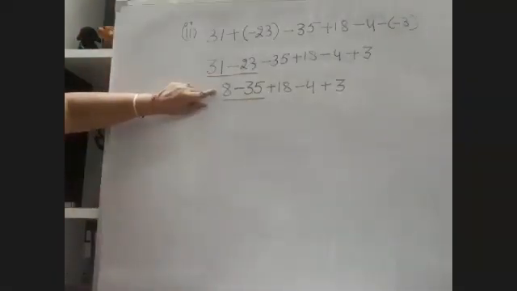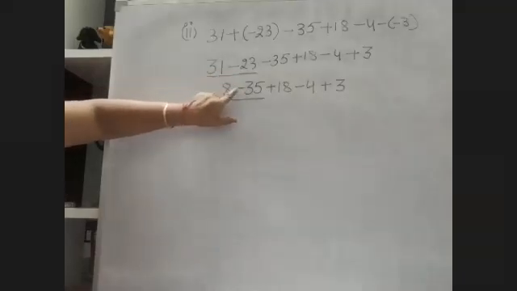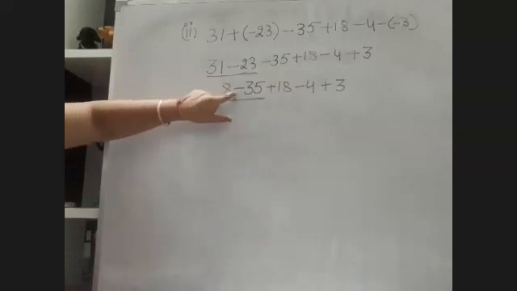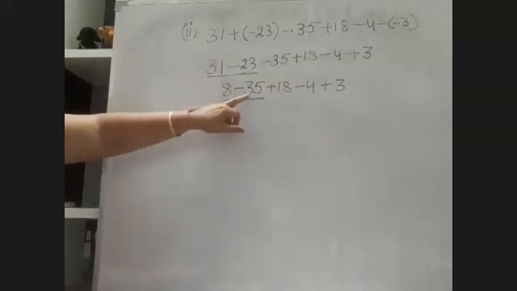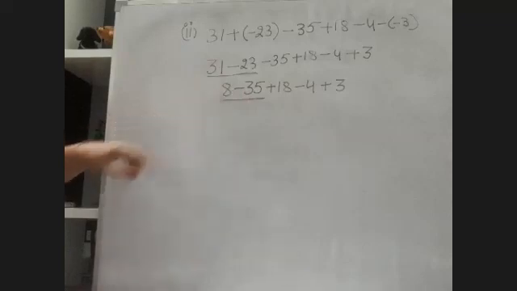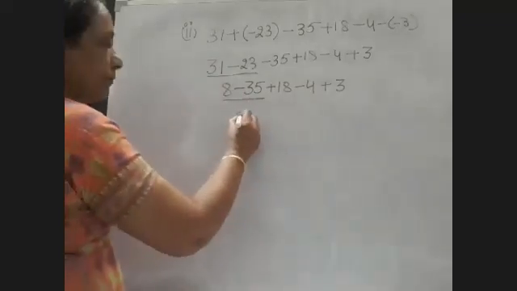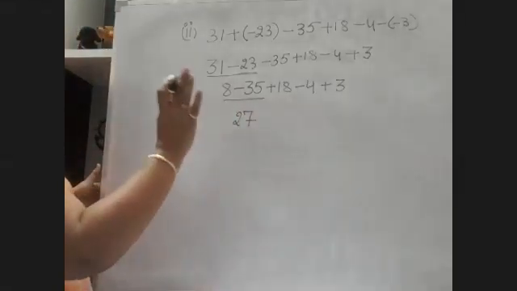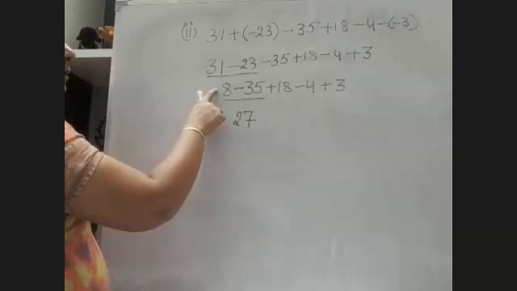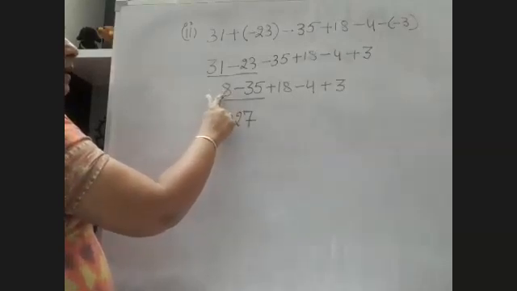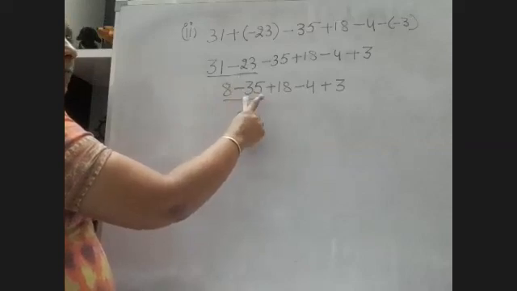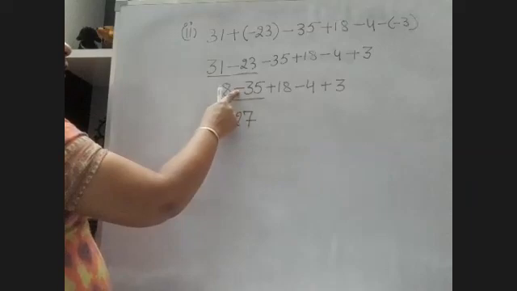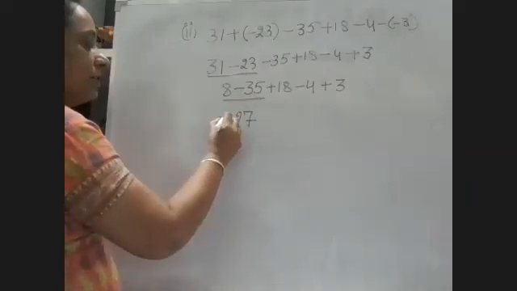8 is positive and minus 35 is negative. Now plus minus, and 35 minus 8 is 27. Now check, is 27 positive or negative? Now compare 8 and 35. The greater number is 35, with the negative sign. The greater number is with the negative sign. So we have minus 27.